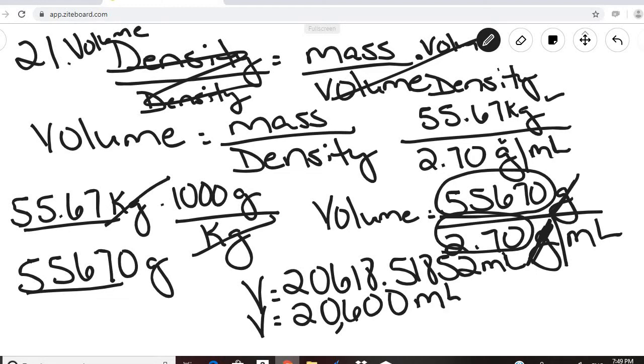And we got to write our units there. We could also write this as 2.06 times 10 to the 4th milliliters. Either answer will be fine, and both have the correct number of significant figures.